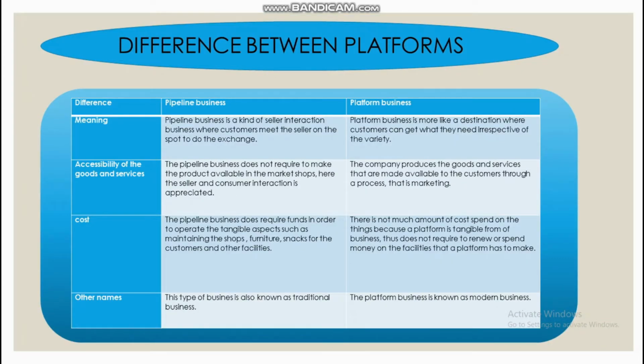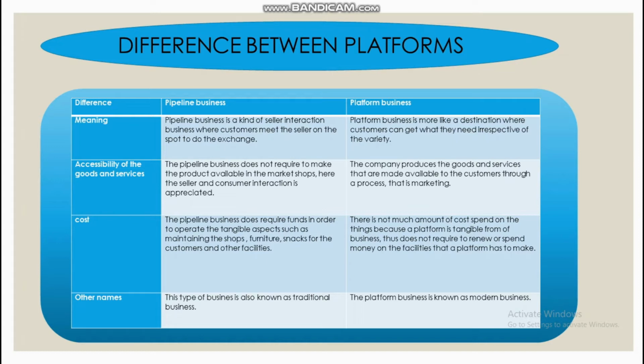Next is the difference between both the platforms. There are a lot of differences between them. One is a completely traditional business and the other one is a completely modern business. We already know the meanings of both businesses. The one is the traditional way, where we have to go to the shops and have face-to-face interaction between the buyer and the seller. And in the platform business you don't need to face the seller, you just need to buy it.